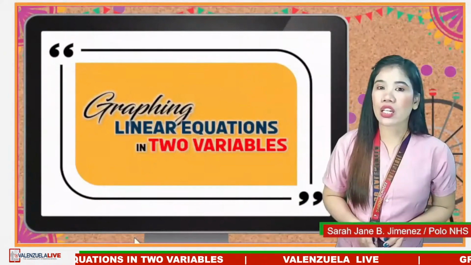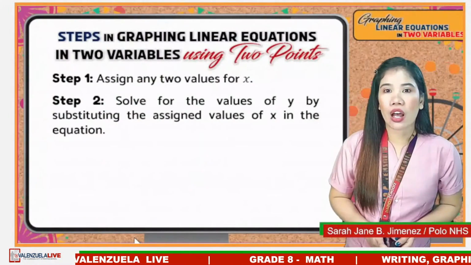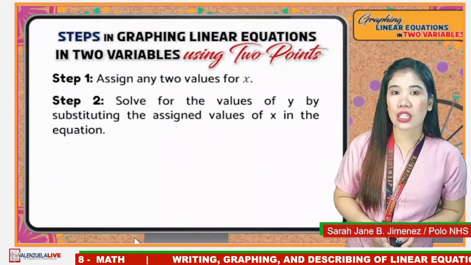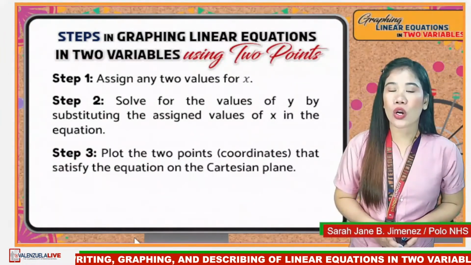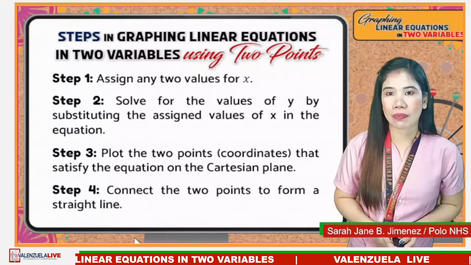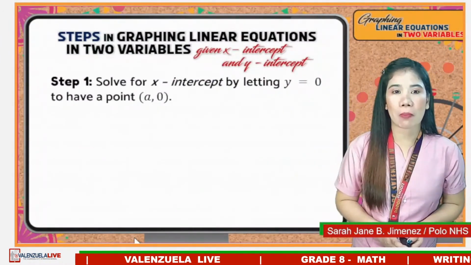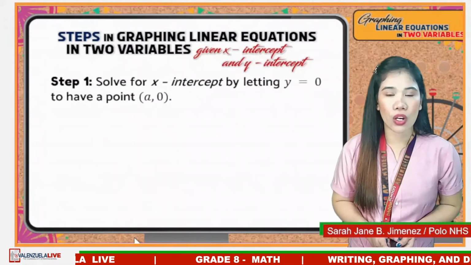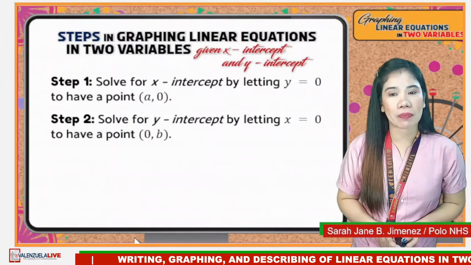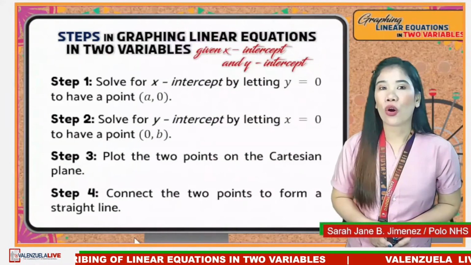And there are three ways in graphing linear equations in two variables. First is by using 2 points. Step 1, assign any two values for x. Step 2, solve for the values of y by substituting the assigned values of x in the equation. Step 3, plot the 2 points or coordinates that satisfy the equation on the Cartesian plane. Step 4, connect the 2 points to form a straight line. Next is to graph the equation given the x and y intercepts. Step 1, solve for the x-intercept by letting y equal to 0 to have a point (a, 0). Step 2, solve for the y-intercept by letting x equal to 0 to have a point (0, b). Step 3, plot the 2 points on the Cartesian plane. And lastly, connect the 2 points to form a straight line.